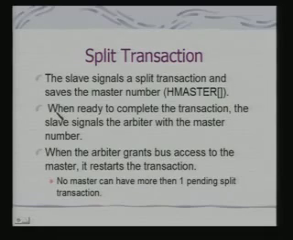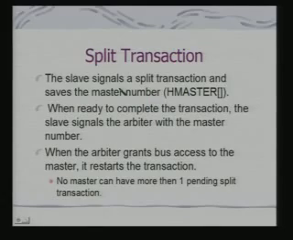When it is ready to complete the transaction, the slave signals the arbiter with the master number. Okay. When the arbiter grants bus access to the master, it restarts the transaction. In fact, the convention is no master can have more than one pending split transaction. I hope you have understood why this is called a split transaction, because the master had initiated a transaction, but for some reason the slave is currently not able to complete it. Okay? So, it signals a split transaction and retains the master number.